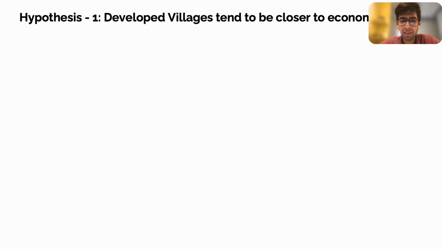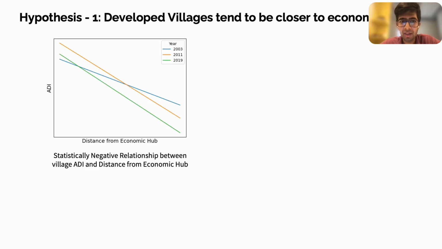We next hypothesize that developed villages tend to be closer to economic hubs. To validate this hypothesis, we built separate OLS models for the years 2003, 11, and 19. Having ADI as the dependent variable and distance to closest economic hub as the independent variable. Observing the plot and the slopes, we notice a statistically negative relationship between village ADI and distance of village from the closest economic hub, thus validating the hypothesis.